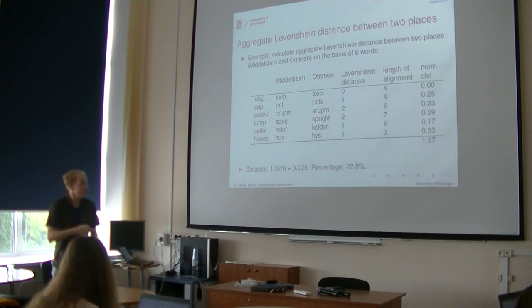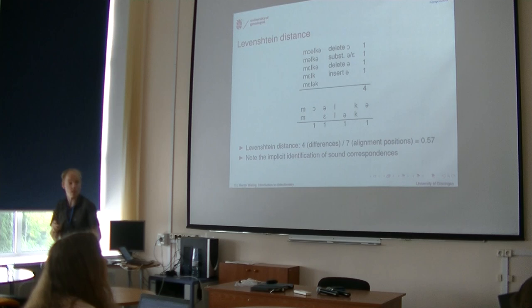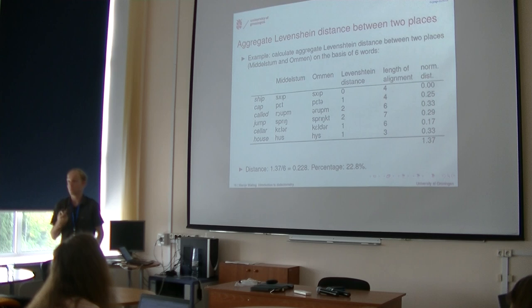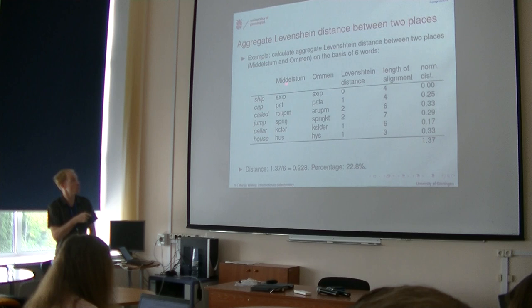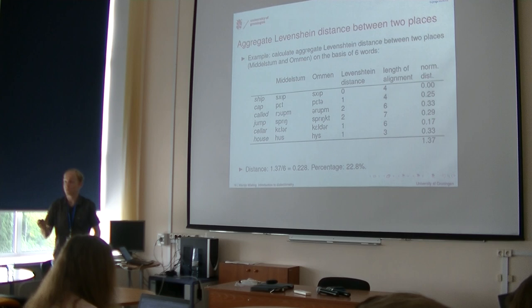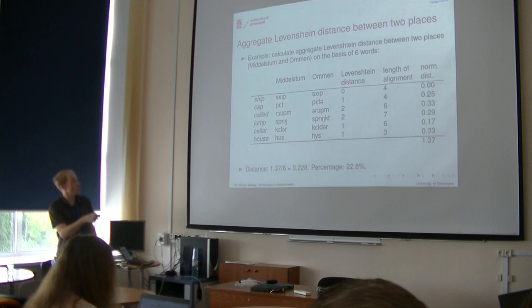So now, given that we have one Levenshtein distance for one word between two places, what can we then do? Well, we can calculate the aggregate Levenshtein distance between two places. So here we have some Dutch places, Middelstum and Onnen, and we have different items here: ship, cab, colt, jump, cellar, and house. I usually have 600 or so, but 6 will do the job as well. And what we have are the pronunciations, the transcriptions in IPA. So here it's skip, and in Onnen it's skip as well. And what you see is the Levenshtein distance is 0 because they're identical.